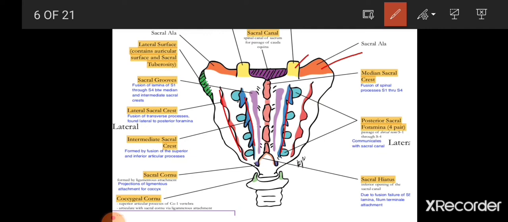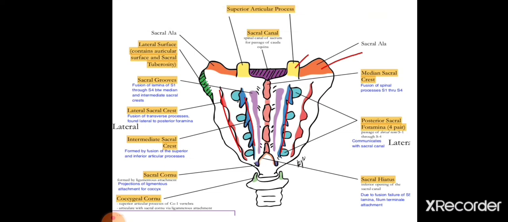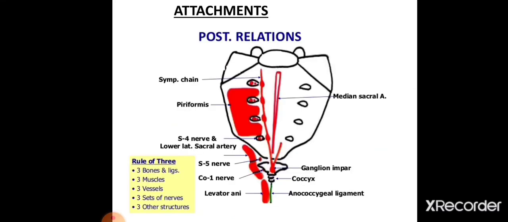So all these structures on the posterior surface are highlighted again on this diagram. Then we have the sacral cornu, that is the inferior articular process of the fifth sacral vertebra. Then there is the coccygeal cornu, which is the superior articular process of the first coccygeal vertebra. Then the sacral hiatus is the inferior opening of the sacral canal.